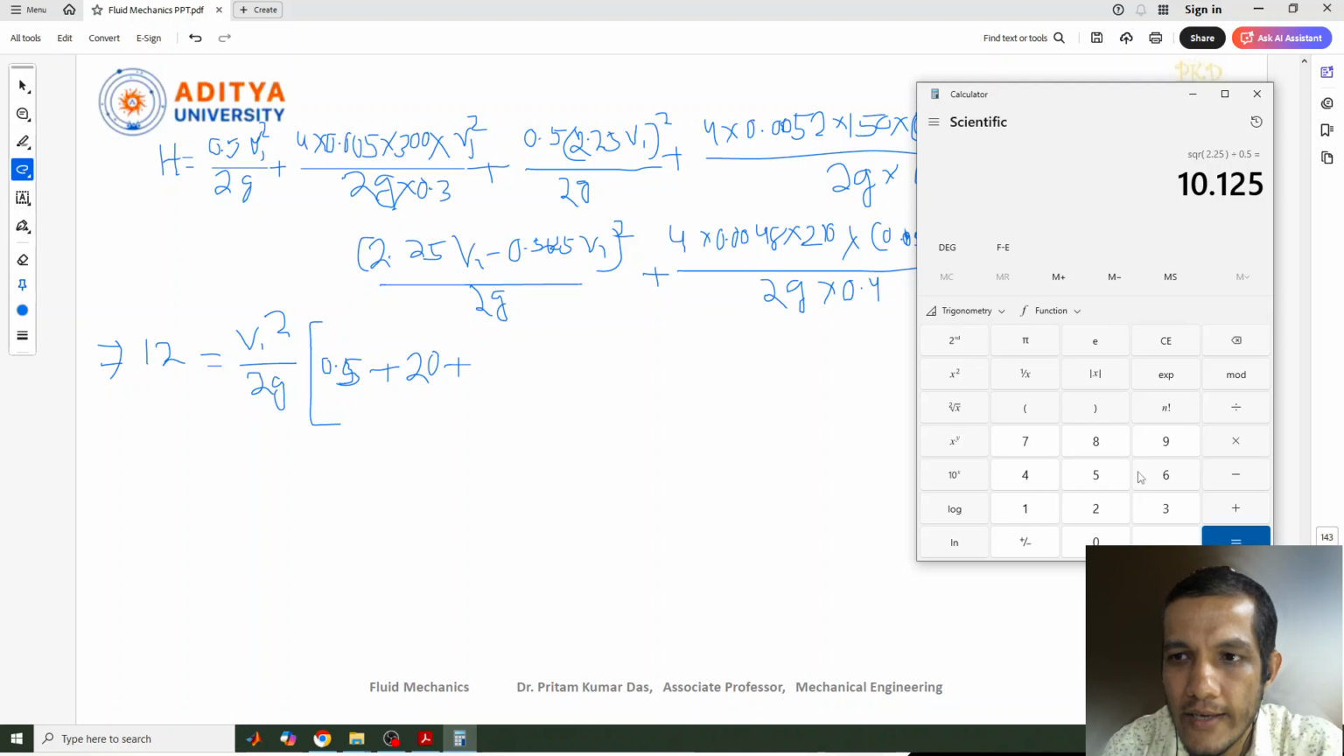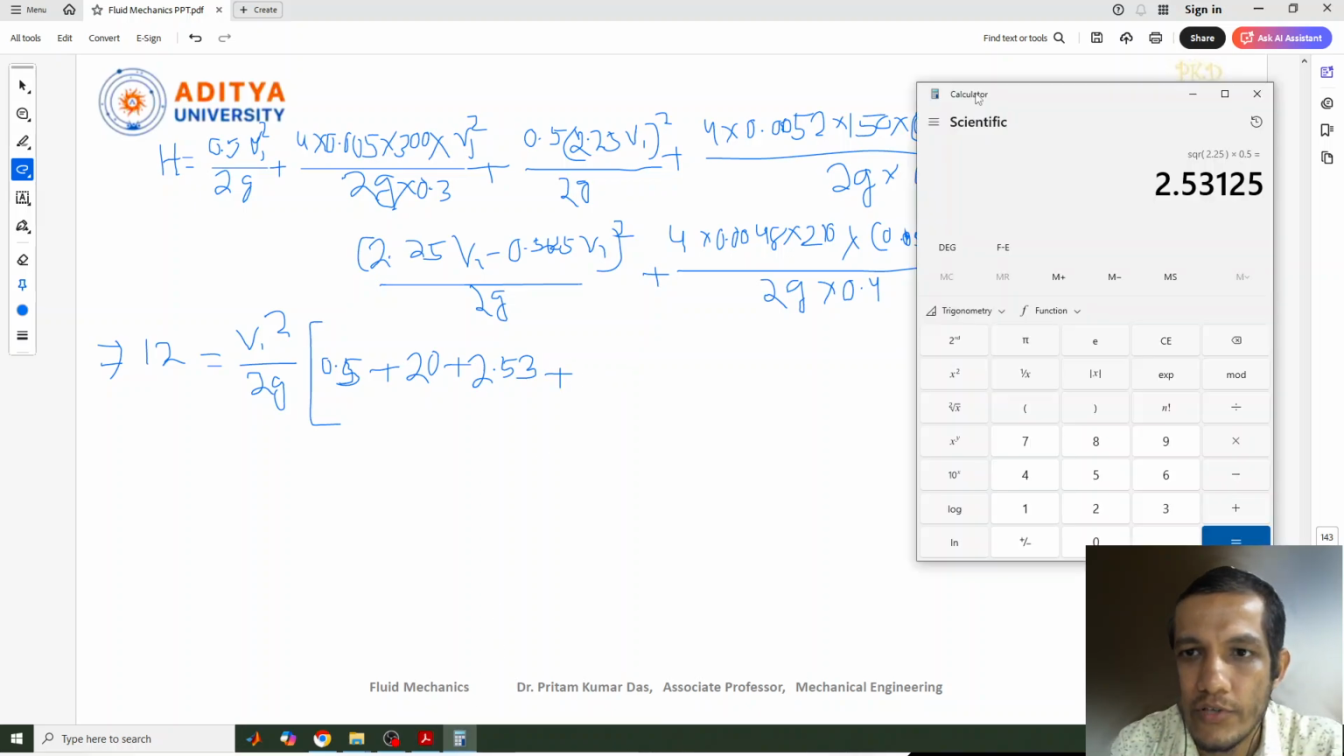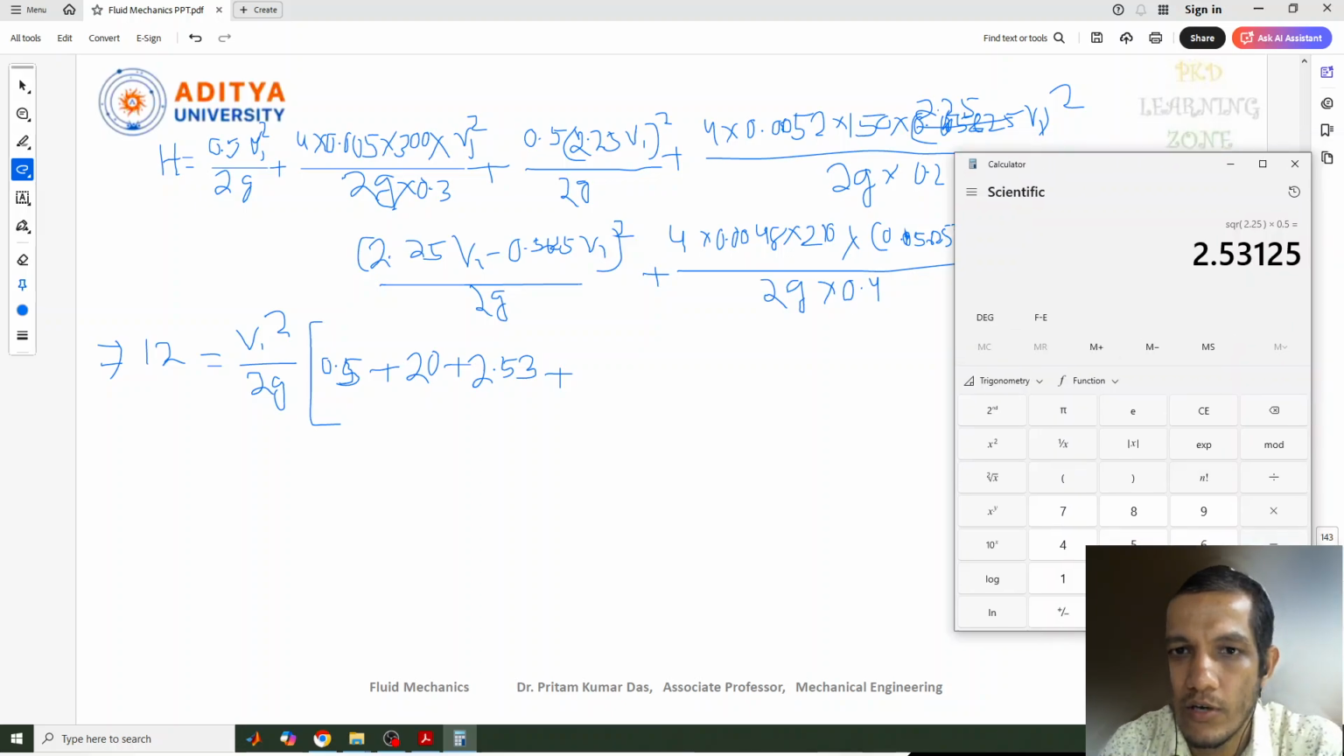No, it should be, I think half of this means reduced. It should be reduced actually. Okay, square I have done, no, half. So again let's do it. So 2.25 square multiply 0.5, yeah, 2.53. So this is 2.53. Third one gone.